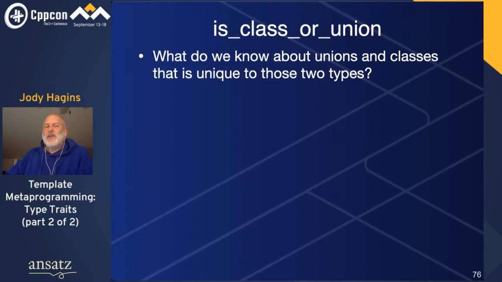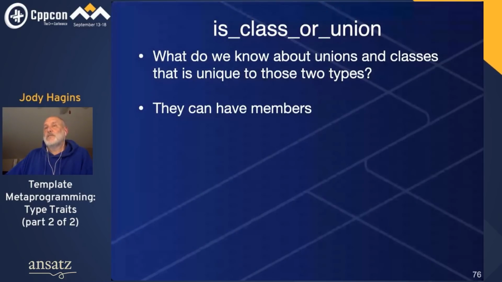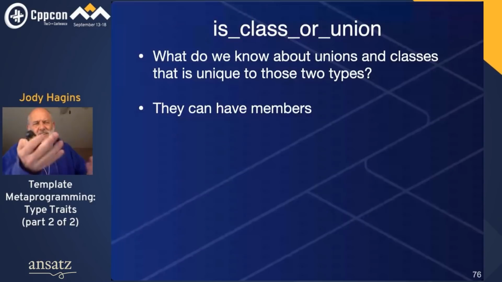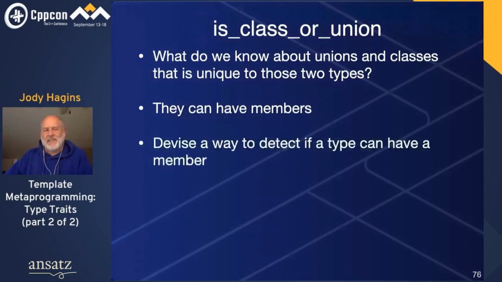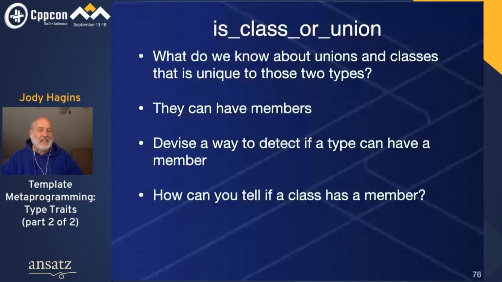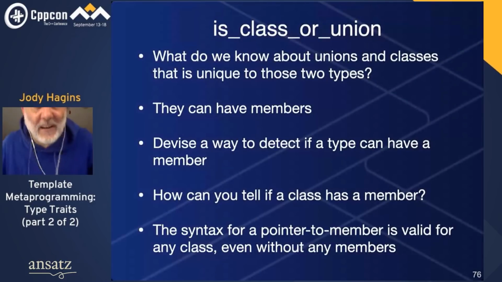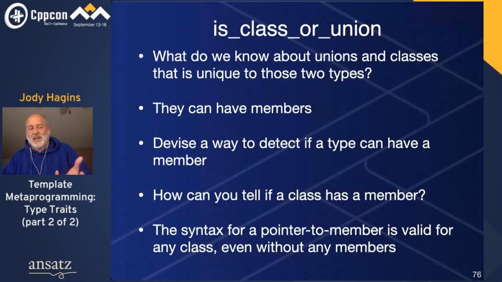So what do we know about unions and classes that's unique to just those types? Well, they can have members. Nothing else can have members, right? A class, well, a struct, but a struct is considered a class. Classes and unions are the only ones that can have members. So if we could devise a way to detect if a type can have a member, then we're golden. So how can you tell if a class has a member? Well, if it has a member, it can have a pointer to a member. And the syntax for a pointer to member is valid for any class, even without members. So as long as you just have a struct, you can create a type that represents a pointer to one of its members.